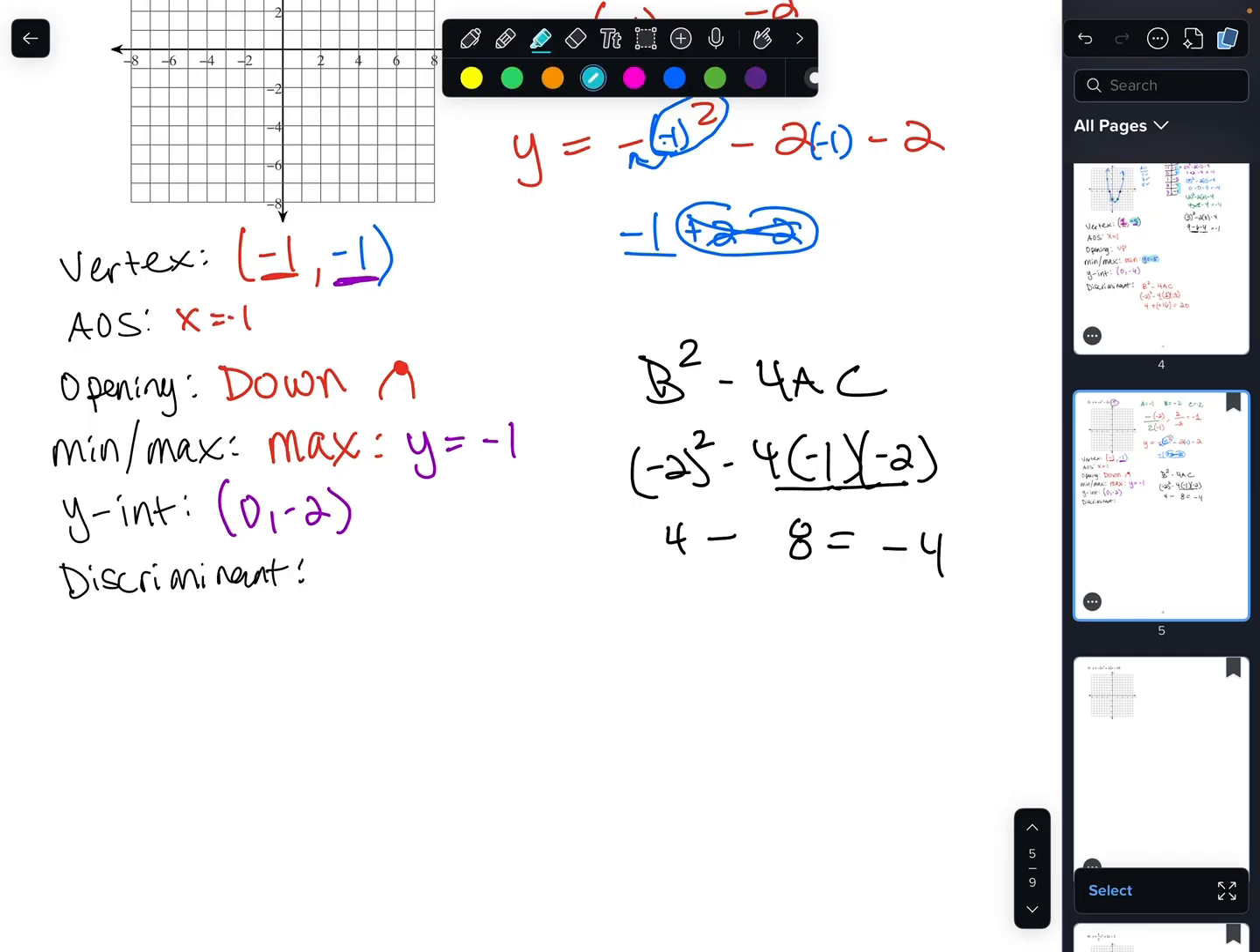Again, just to make sure you guys aren't confused by my slip-ups, 4 times negative 1 is negative 4. That negative 4 times a negative 2 is this positive 8. And then this minus sign was just the one that was from right there. Okay? So, oh, wait a minute. This ends up being a negative. When our discriminant is negative, that means this should be no solutions.